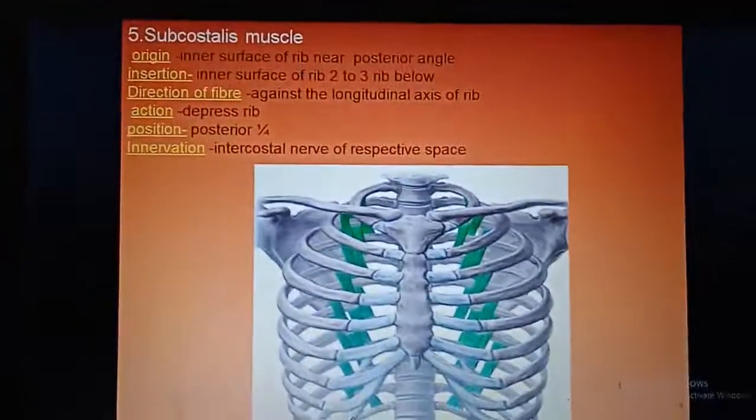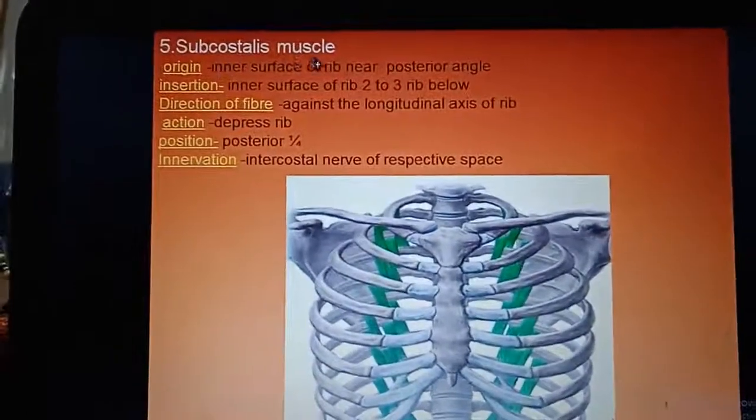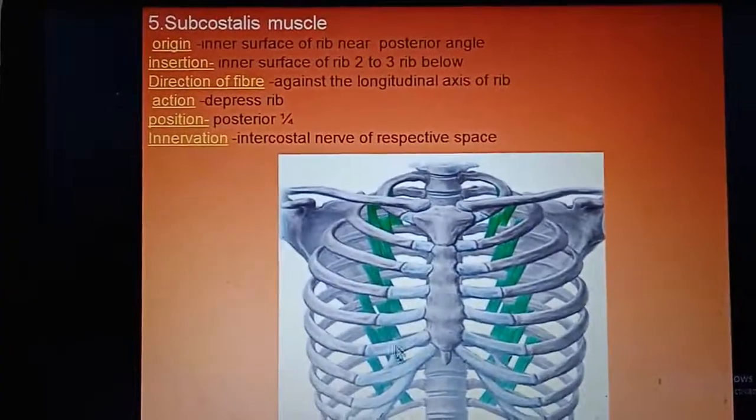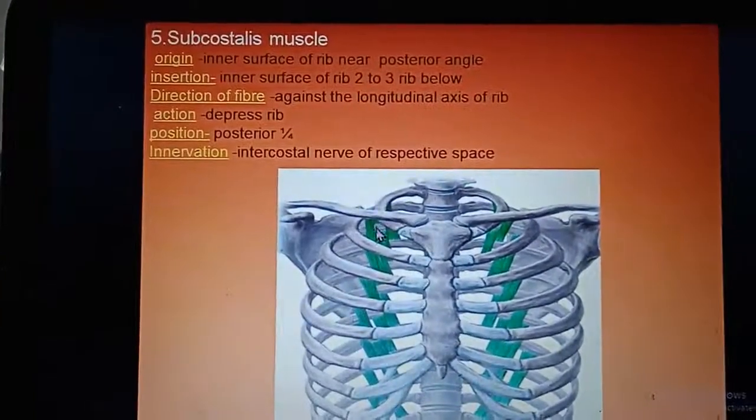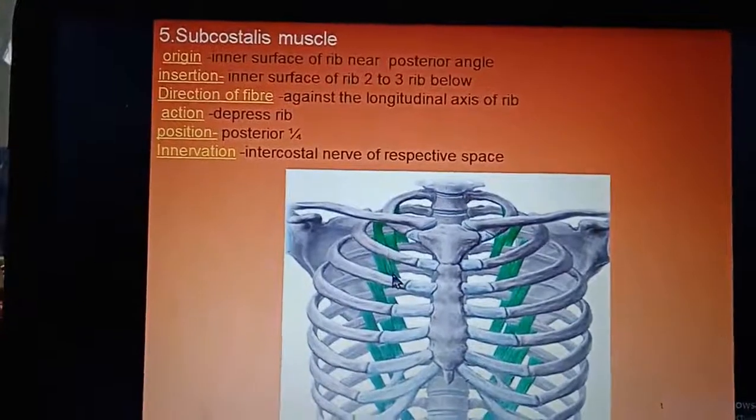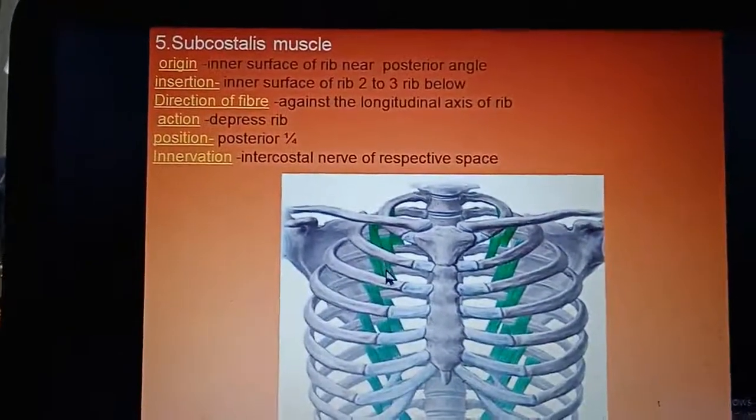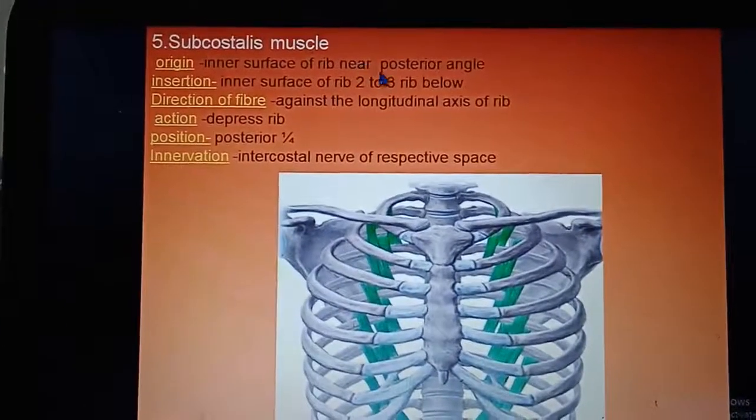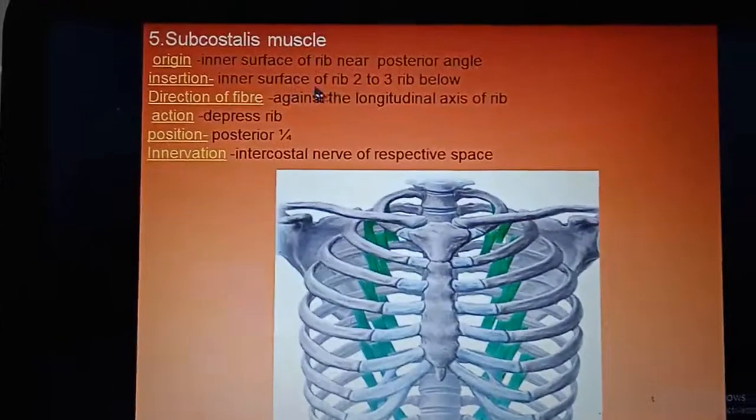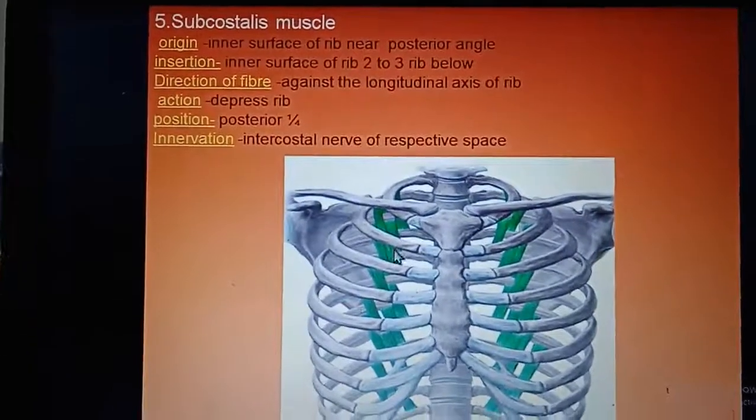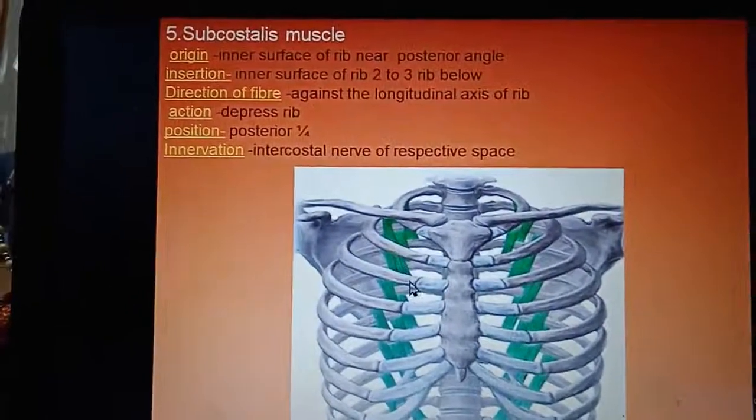Now coming to subcostalis. In the third layer, the posterior one, that is subcostalis. Here you can see in the green color, origin from the inner surface of the rib near the posterior angle. Every muscle has origin from the upper rib and goes to the lower rib. So inner surface of the rib near the posterior angle, and the insertion is the inner surface of the rib, 2 to 3 ribs below.